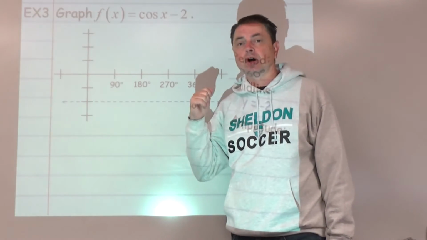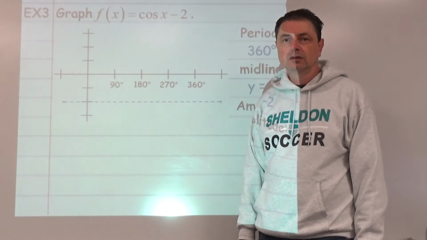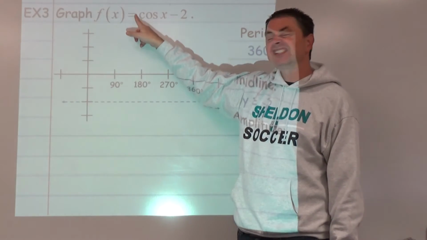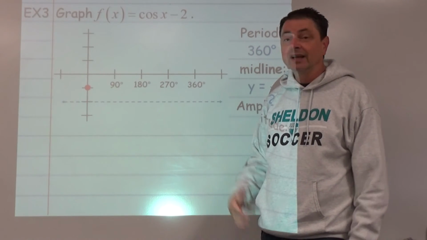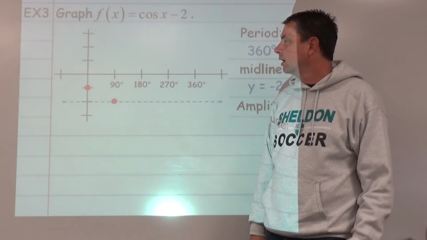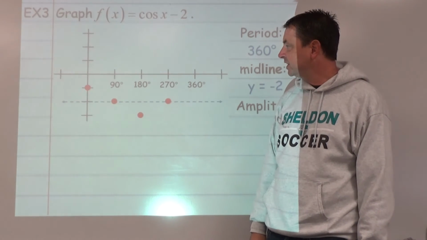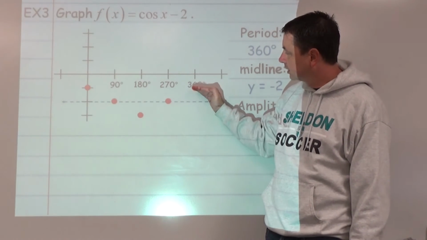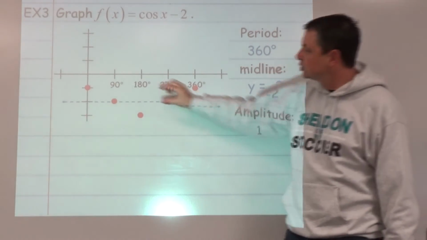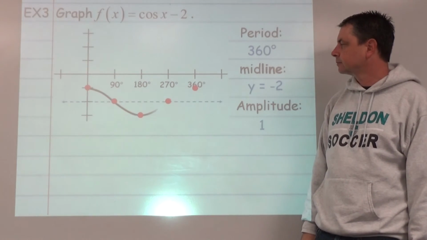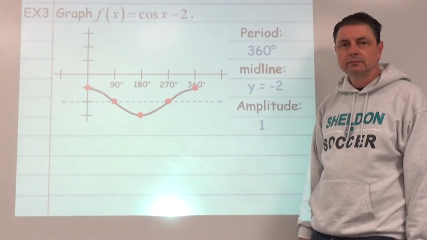Cosine function, does it start on the midline, above it, below it? How does it start? Cosine starts above. There's an invisible 1 in front, so we're going to start 1 above. The next one has to be on it. Then we go below. Back to on it. Finish where we started, which was above. Curve, curve, curve. It's a wave. Amplitude is a distance of 1. And that's that graph.